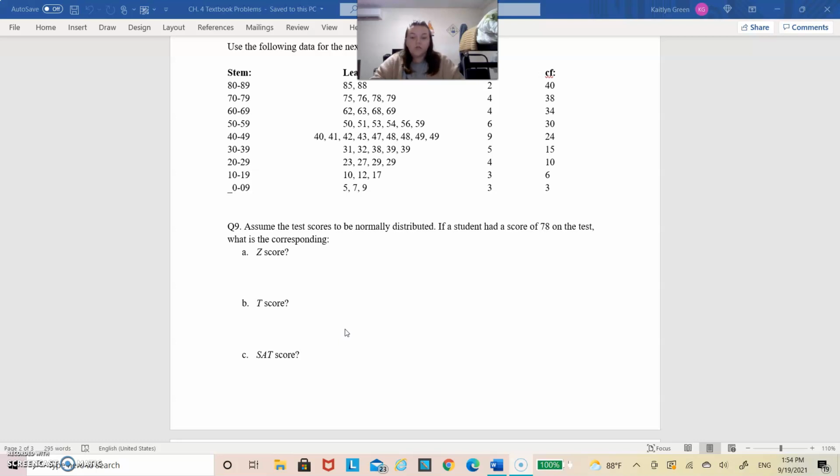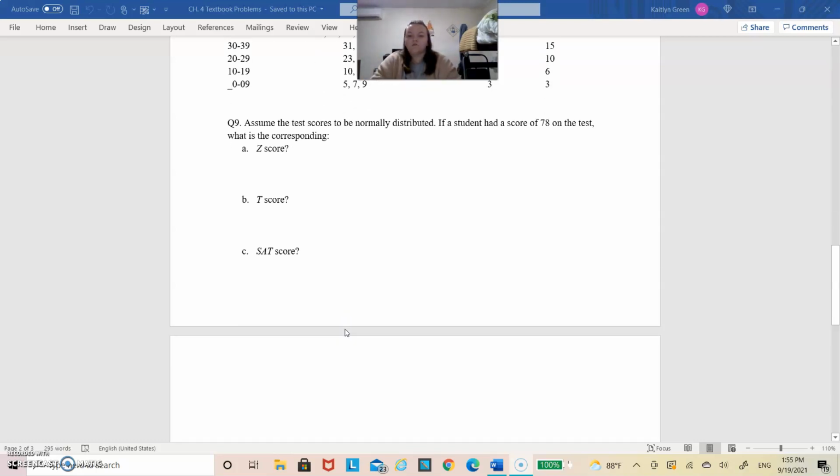The t-score equation, which after having the z-score, all you really have to do is just insert all your values for the last two. So the t-score equation is t equals 10z plus 50. So then I took t equals 10 times 1.47 plus 50 to get a t-score of 64.7. And then the SAT score equation is 100z plus 500. So I took 100 times 1.47 plus 500 to get 647.